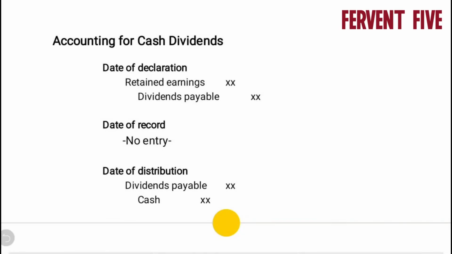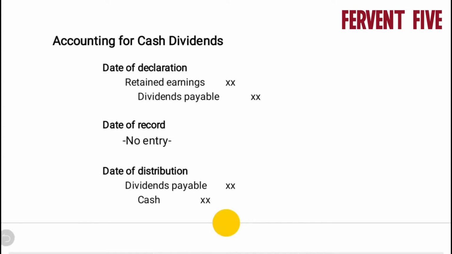Next is accounting for cash dividends. Let us first define what cash dividend is. So, ito yung most common type ng dividend. Ito rin yung dividend in the form of cash. So, ngayon, ito yung journal entries at date of declaration, date of record, at date of distribution.